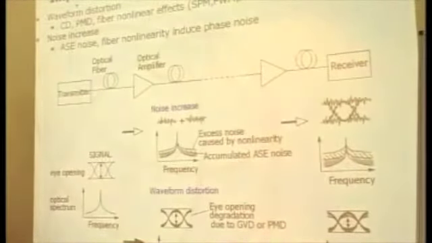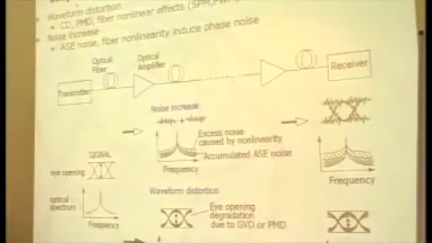One is waveform distortion, which distorts the waveform of the digital signal, as you saw in yesterday's session. The eye diagram or waveform could be distorted by the fiber transmission. And another impairment is the so-called noise increase.